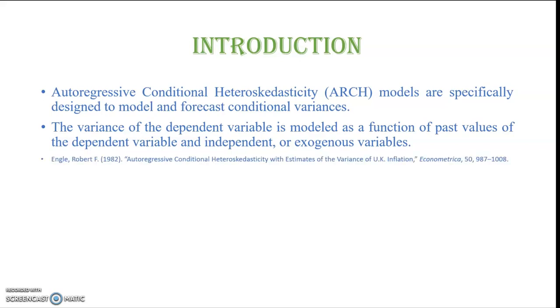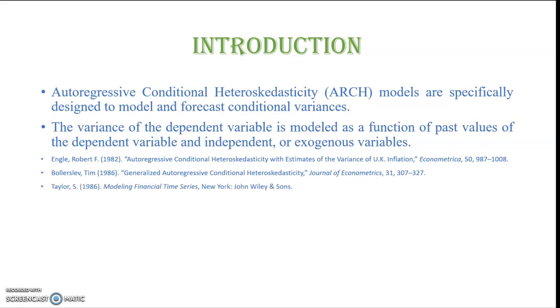These are some of the historical references with which the autoregressive conditional heteroscedasticity was developed. This paper was published by Robert Engle in 1982 in Econometrica in its 50th volume. The second one is Bollerslev, and this was published in 1986 in Journal of Econometrics. And then we also have Taylor's 1986 book, Modeling Financial Time Series, which was published by John Wiley and Sons in New York.